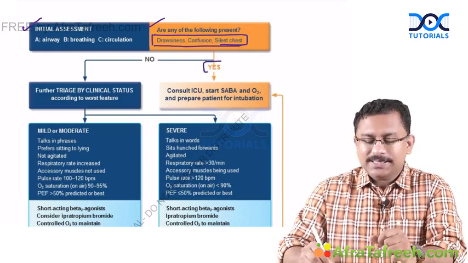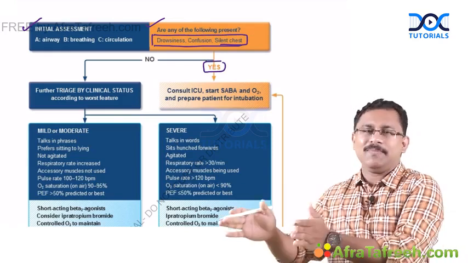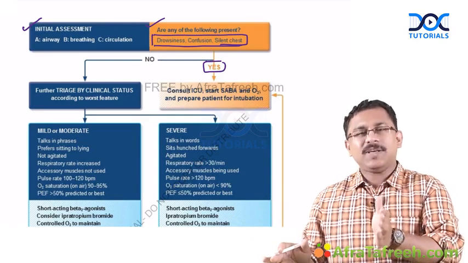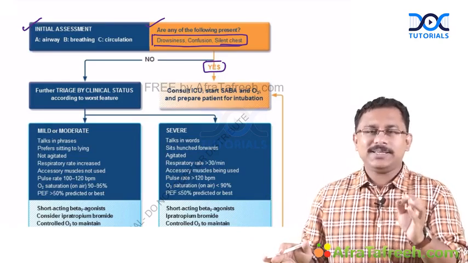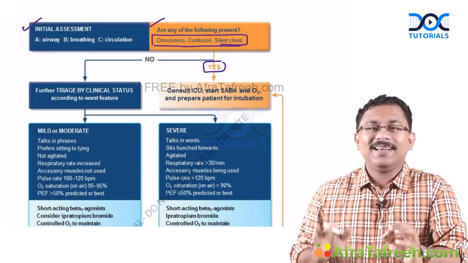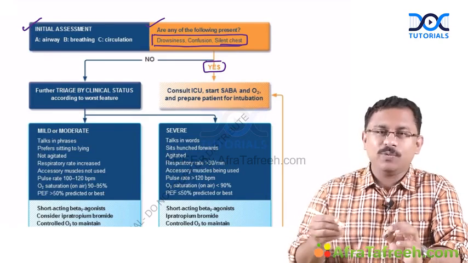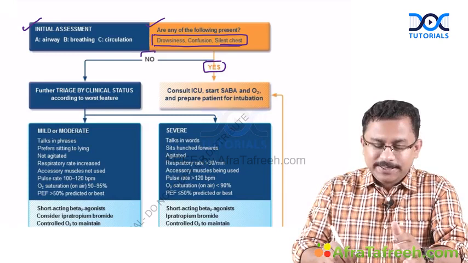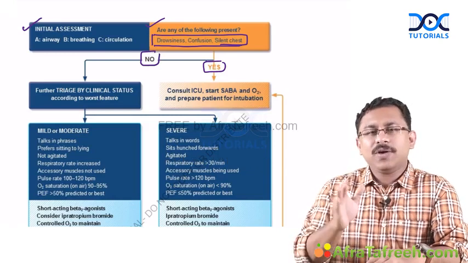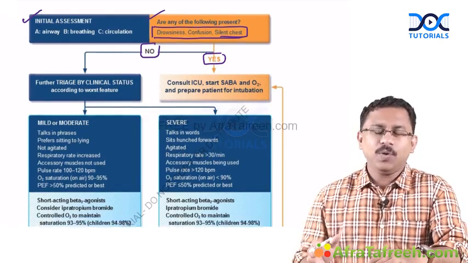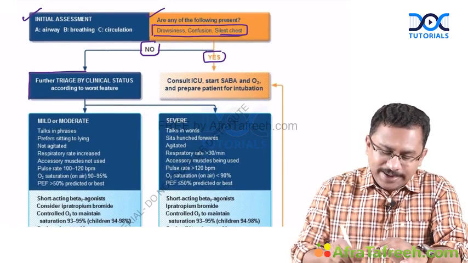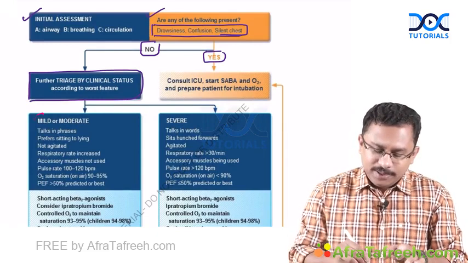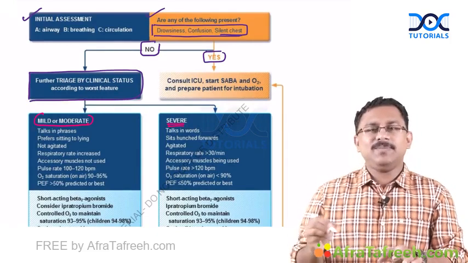Now if the patient is going for an impending respiratory failure, the management is something else. So we'll come to that. But suppose the patient is not having any features of impending respiratory failure, then how will you manage? Okay, that is what we are going to learn. So if there are no features of impending respiratory failure, now you have got to triage the patient. Okay, so the further triage of the status will be into mild to moderate symptoms or severe symptoms.